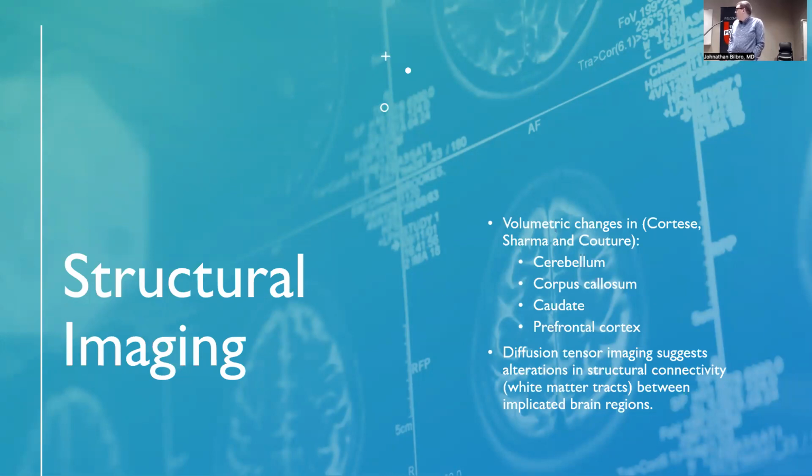As you might guess, the prefrontal cortex, but then also the cerebellum, the corpus callosum, and caudate. And then diffusion tensor imaging, which actually looks at the white matter tracts between these areas of the brain, also shows alterations in structural connectivity. So it's not just the brain regions themselves, it's connections between them that seem to be altered in patients with ADHD.